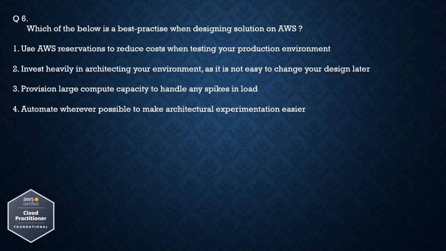3. Provision large compute capacity to handle any spikes in load. 4. Automate wherever possible to make architectural experimentation easier. The correct answer is automate wherever possible to make architectural experimentation easier.